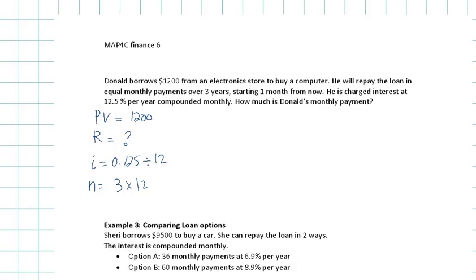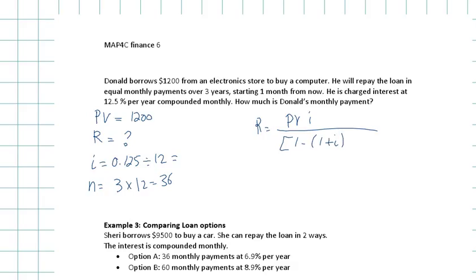What's 0.125 divided by 12? It's a long number. Now I'm going to teach you how to enter this in the calculator. So, R is equal to PV times I over 1 minus 1 plus I to the power of negative n.